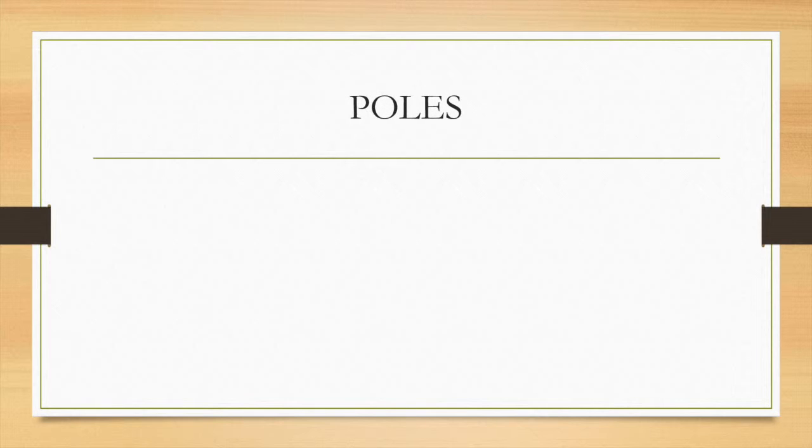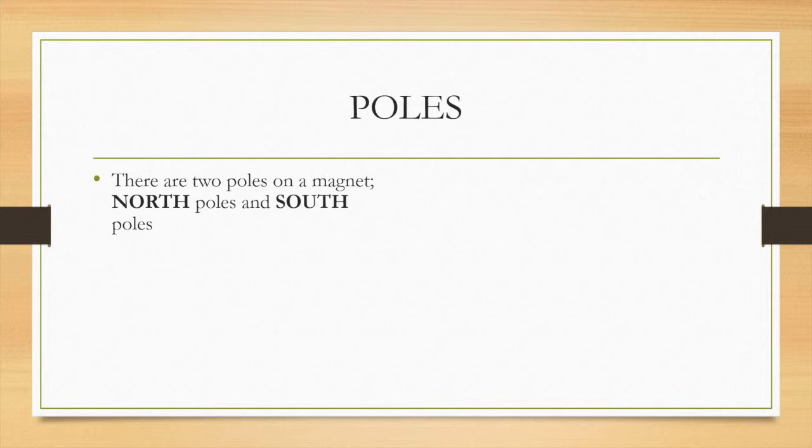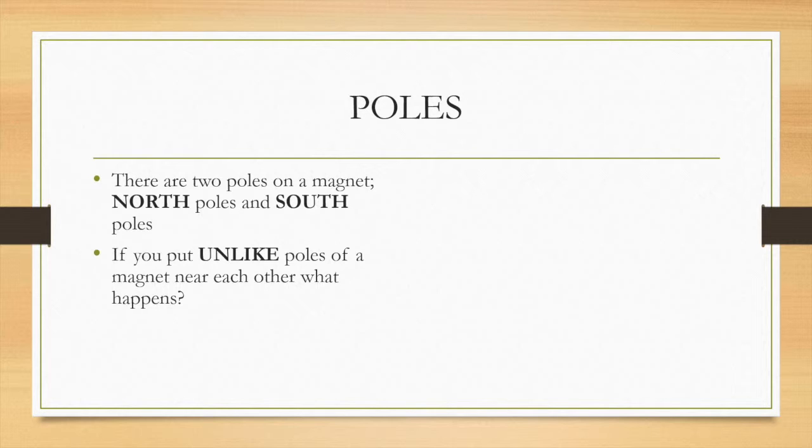Now we want to talk about the poles specifically. There are two poles on a magnet. There is the north pole and the south pole. Now, what do you think happens when you put unlike poles of a magnet near each other? Just like the unlike charged ions in the static electricity presentation, when you put unlike poles of a magnet near each other, they should attract because they are unlike poles.